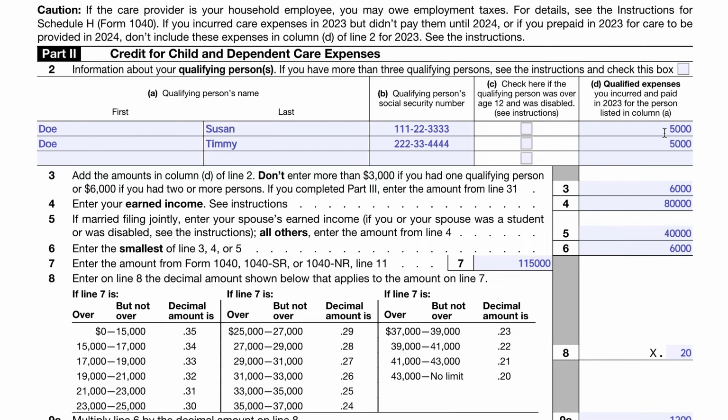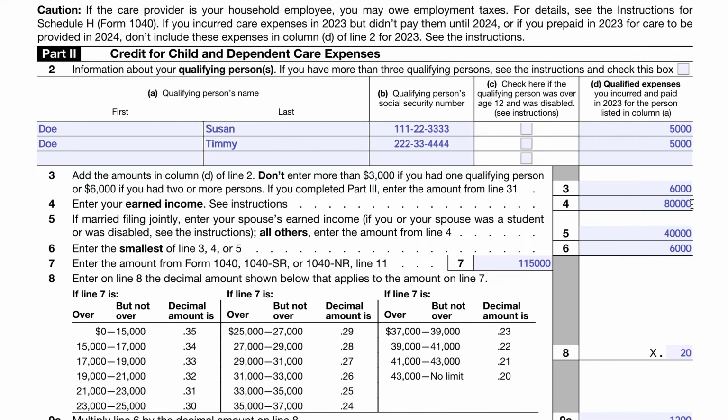You would add the numbers up in column D, but you don't enter more than $3,000 for one person or $6,000 for 2 or more people. That's not the maximum amount of credit. That's the maximum amount of expenses that you can claim as a credit. We'll get to calculating the credit in a moment.